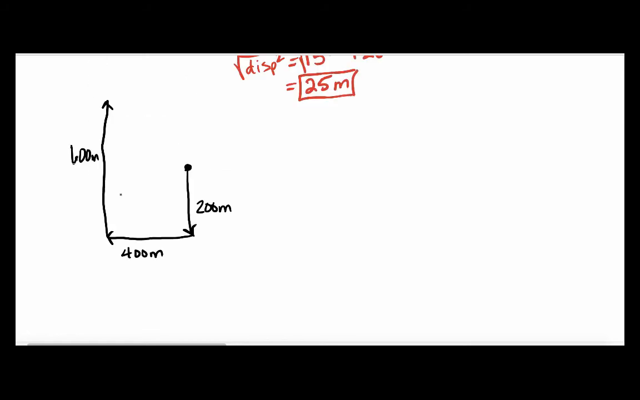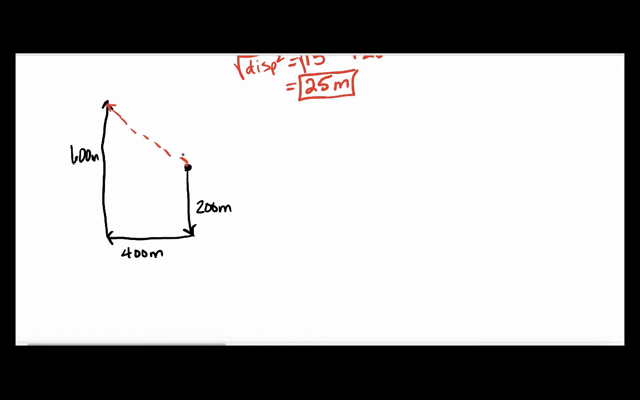Let's do one more like that that's similar but not quite. So let's say that I start there, I go 200 meters south, and I go 400 meters west, and then I go 600 meters north. So what's my displacement?